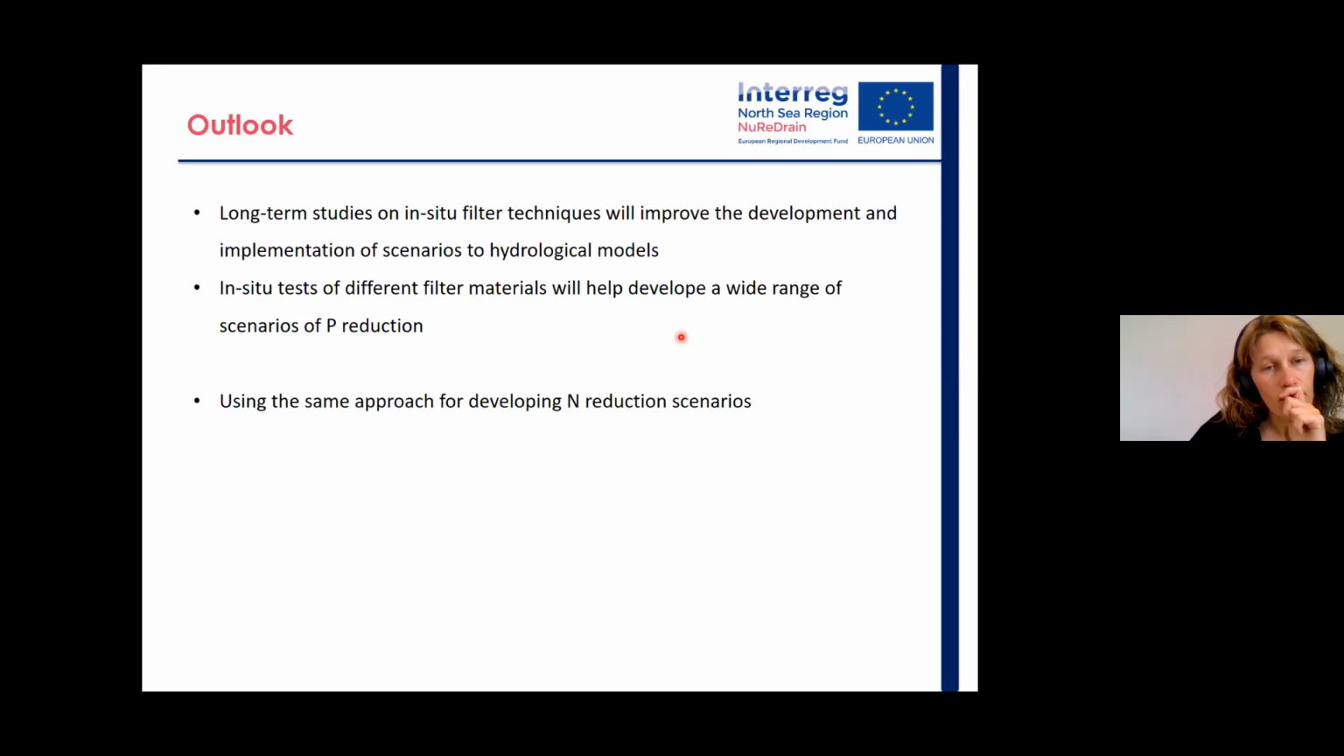And we need in situ tests of different filter materials that will help to develop a wider range of scenarios for the P reduction in threatened watersheds. Another thing that our working group will do in the near future is that we will use the same modeling approach for developing N reduction scenarios, because this is, of course, also an important question.